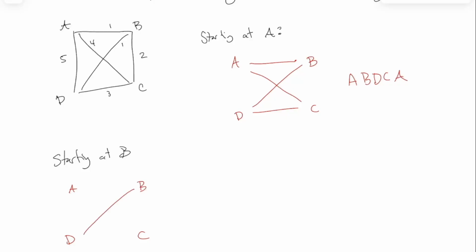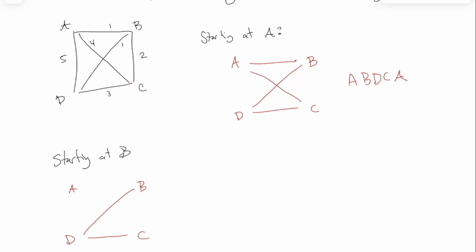And then from D, I could go up to A or across to C. Which should I go next? I'm down here. Should we go across the bottom or up the side? Across the bottom. Yeah, your choices are 3 across the bottom or 5 up the side. So I should choose the 3. It's always the cheapest edge available.